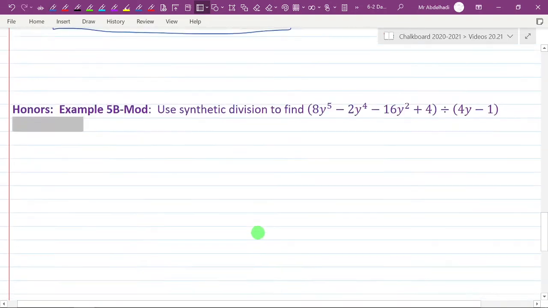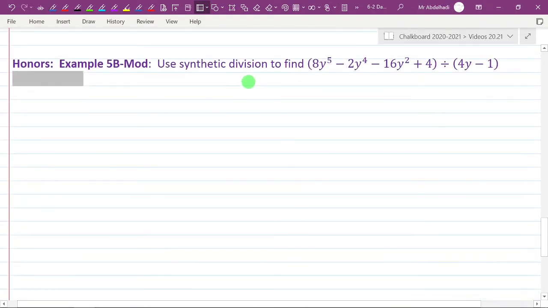So here we go. How do you do this? Well, first off, let's write this as a fraction so we can look at it that way. So you look at this and say, all right, well, a couple of things are going on here. First of all, we're missing powers up here. Second of all, there's a 4 in front of our y minus 1. We can't have that number there if we're going to use synthetic division.